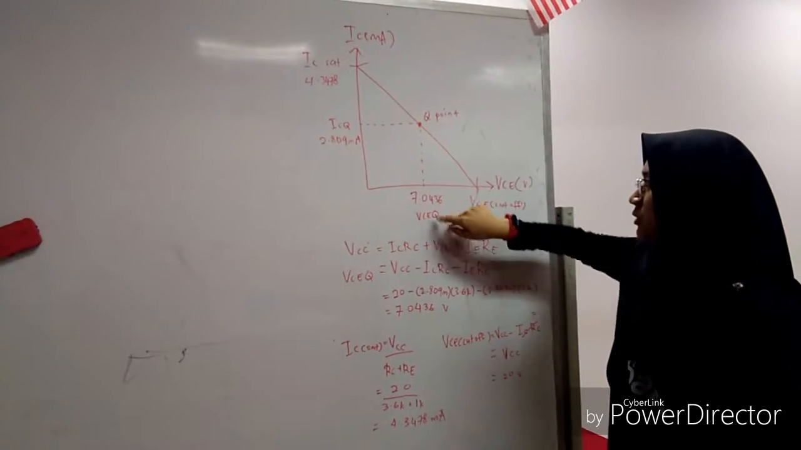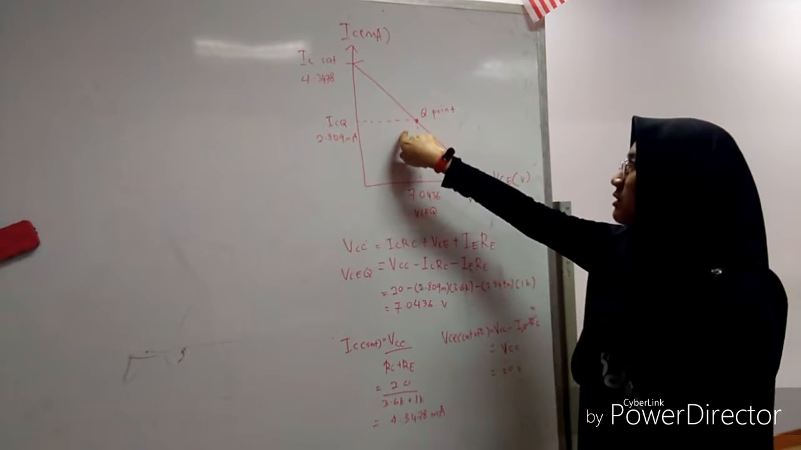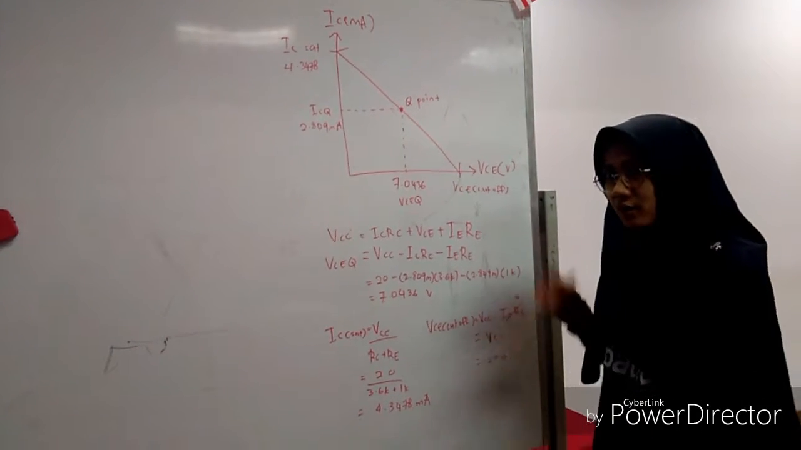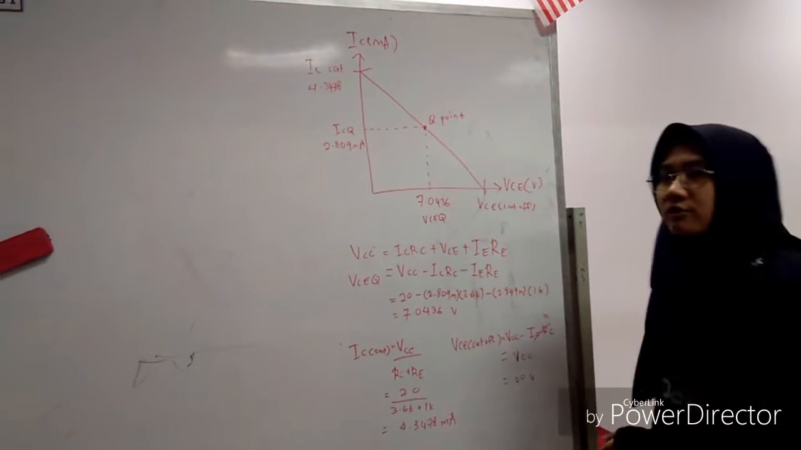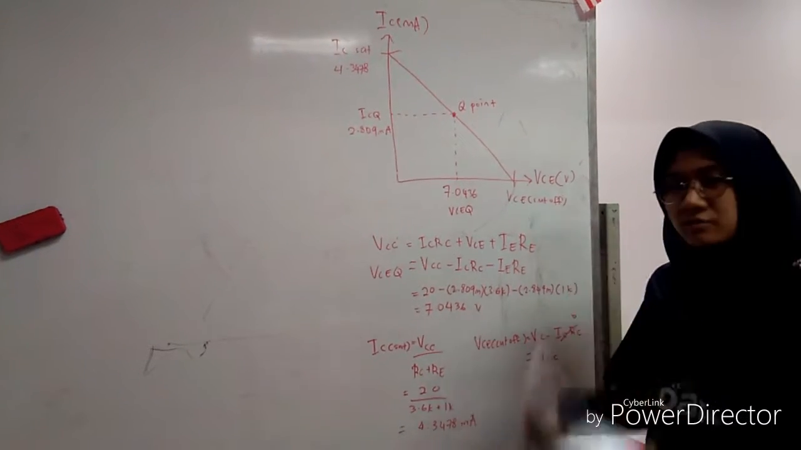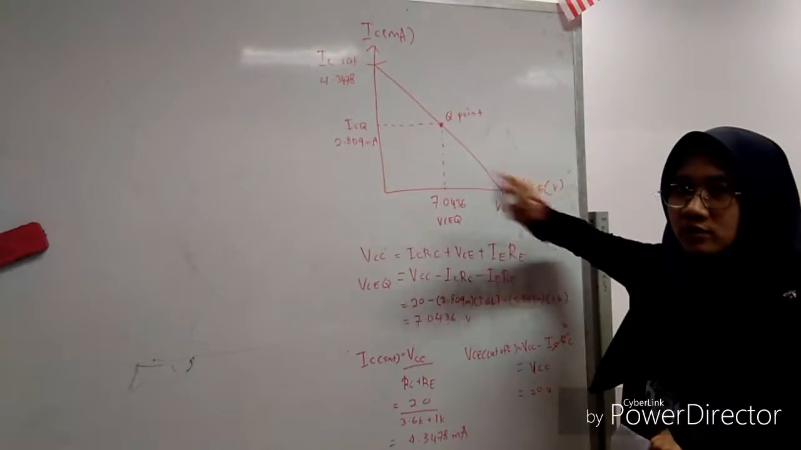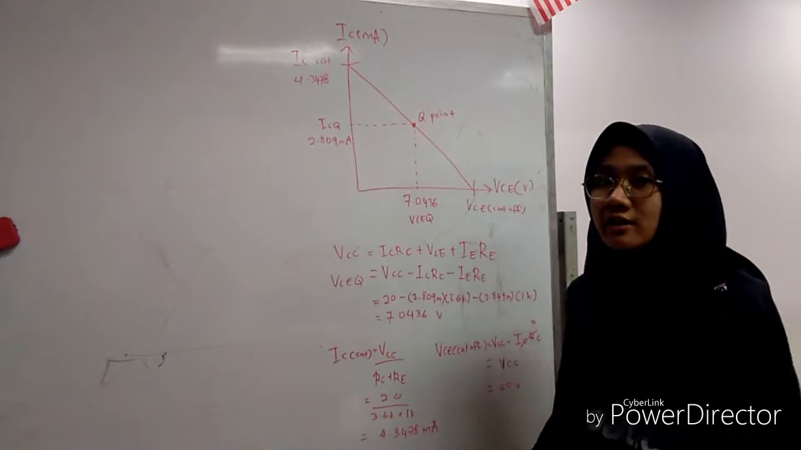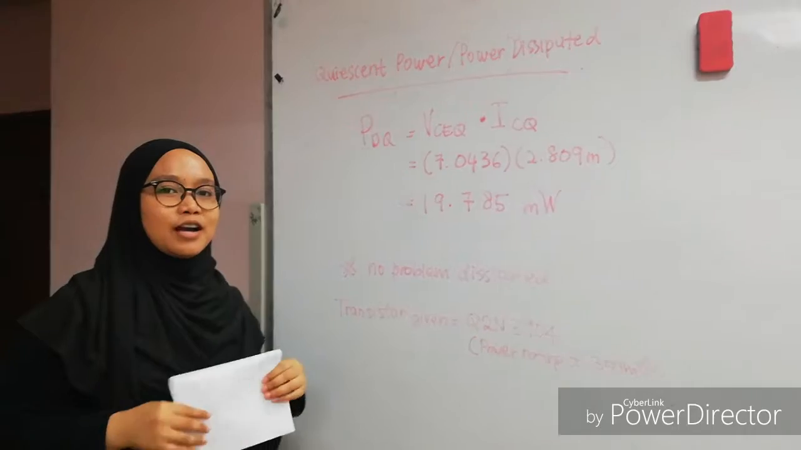We plot ICQ and VCEQ until we find it in the middle of the load line, and the conclusion from this calculation is that there are some characteristics of this amplifier that we got, such as it is biased at the midpoint, and the second is the Q point is located at the middle of the DC load line. So as we know, this is a type of class A amplifier. So that's all from me. Thank you. Assalamualaikum.